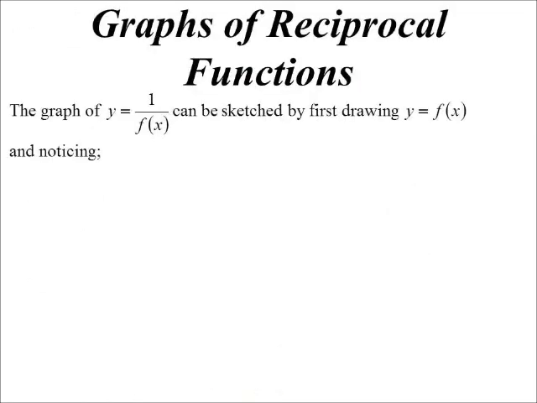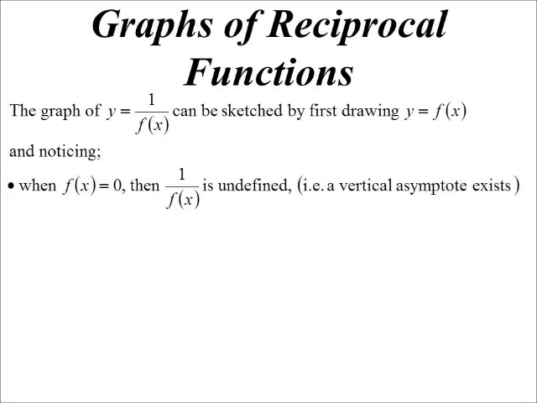So how do we draw a graph of a reciprocal function? If we want to turn the curve upside down, what do we look out for? If the original function is equal to 0, when I turn it upside down, I'm going to have a problem because I can't have 0 on the bottom of the fraction. So it'll be undefined. It'll turn into a vertical asymptote.